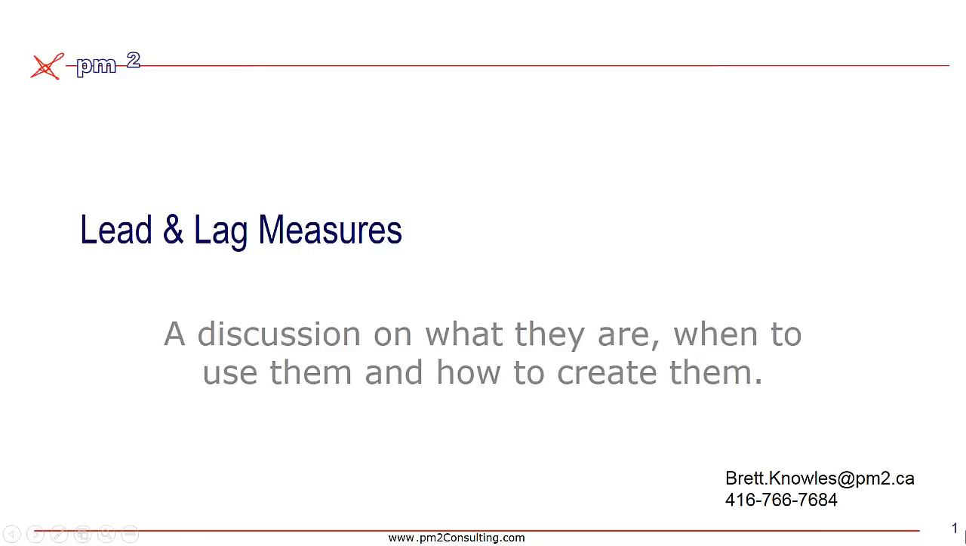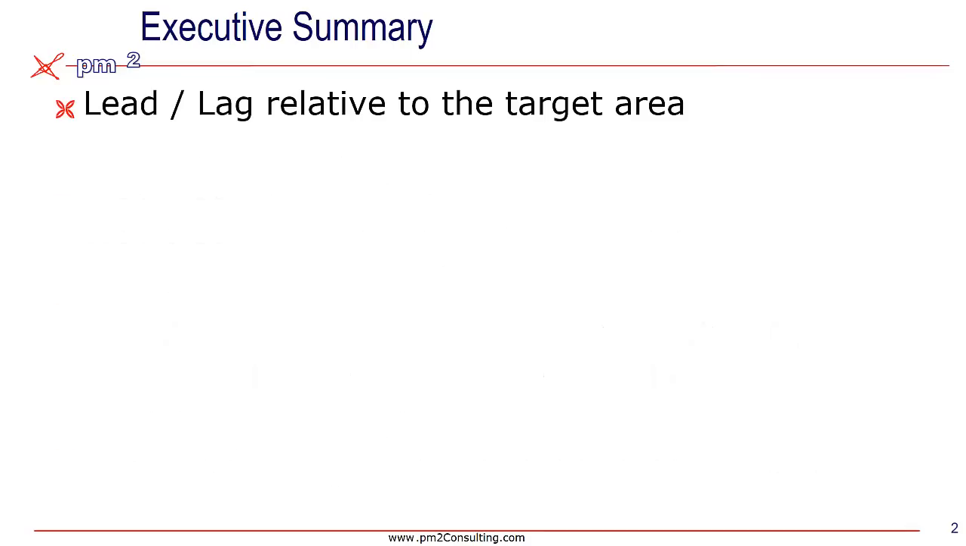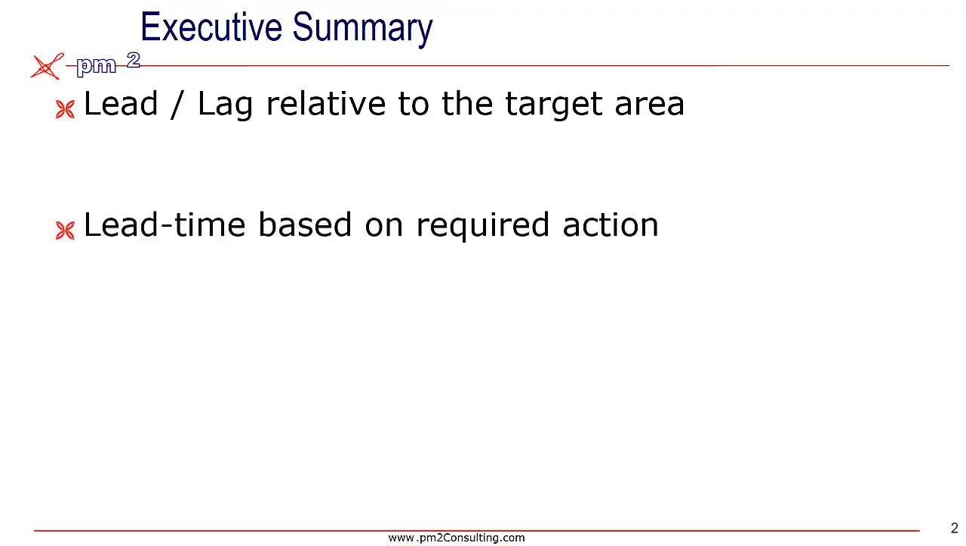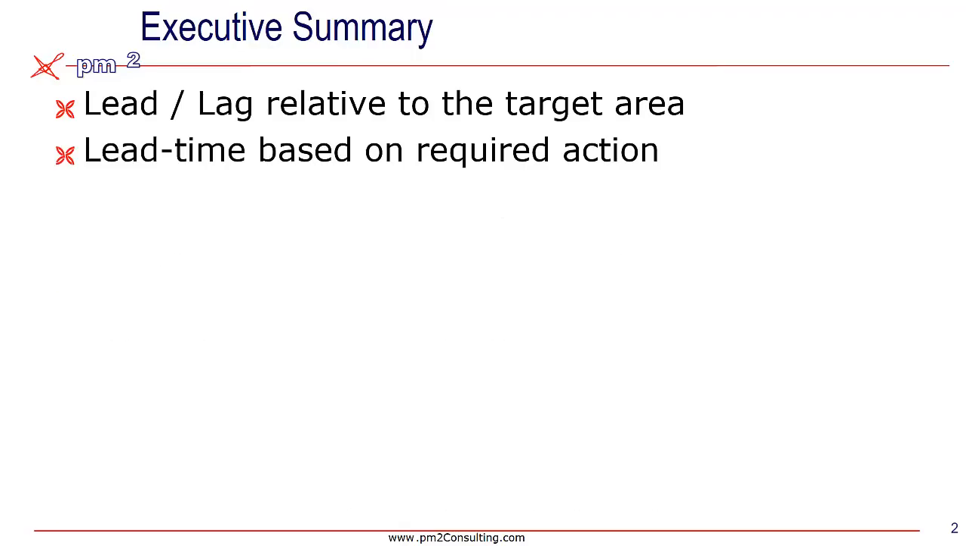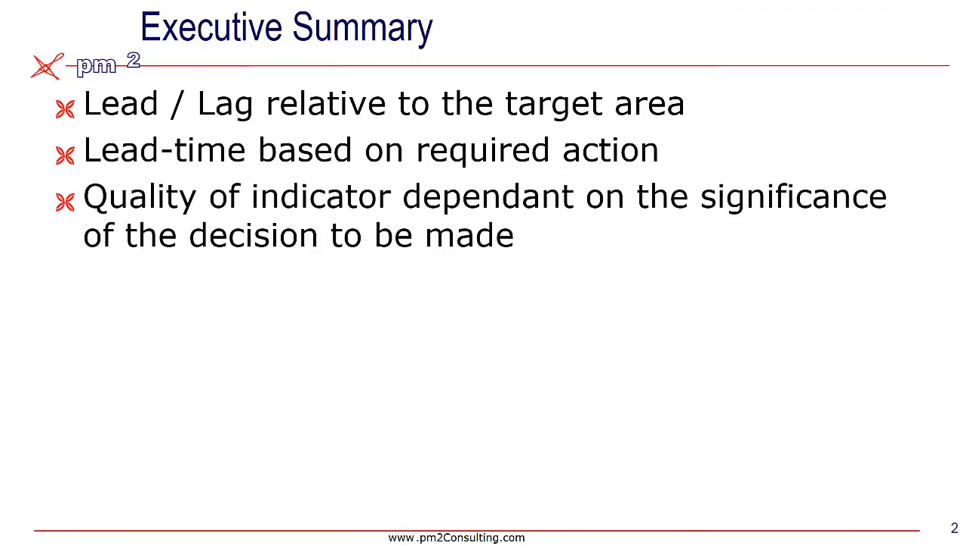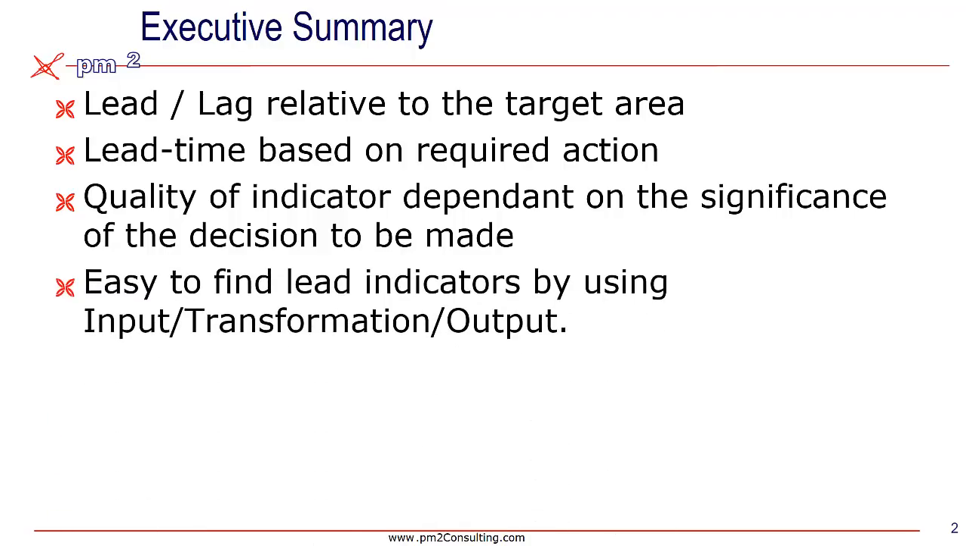This is a quick tour of the important concepts that relate to lead and lag measures. An executive summary would read like this. Lead or lag is all relative to where you are in the process stream. Secondly, the amount of lead time you need in your indicator is based on the action that you need to take. Third, the quality of the lead or lag indicator you need is dependent on the significance of the decision that you need that data for. And finally, it's easy to find lead indicators using a trick I'll show you called input, transformation, and output.